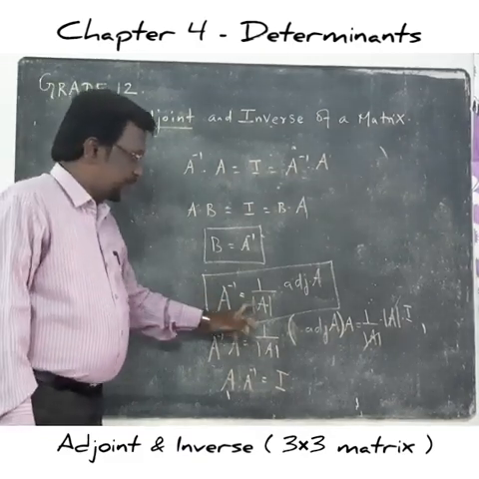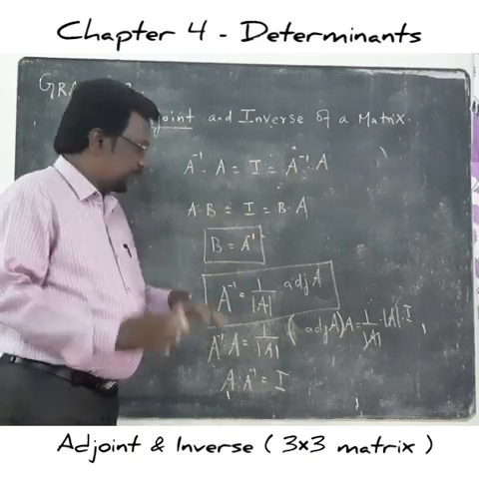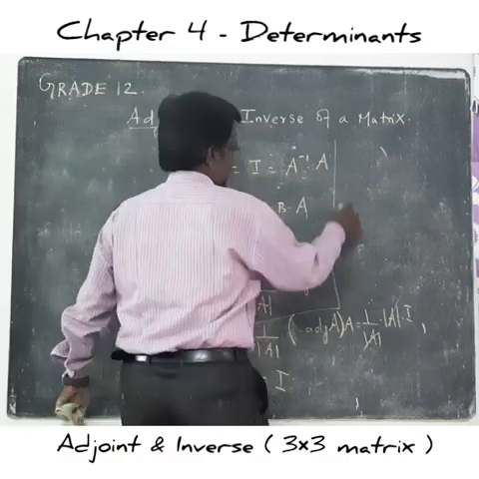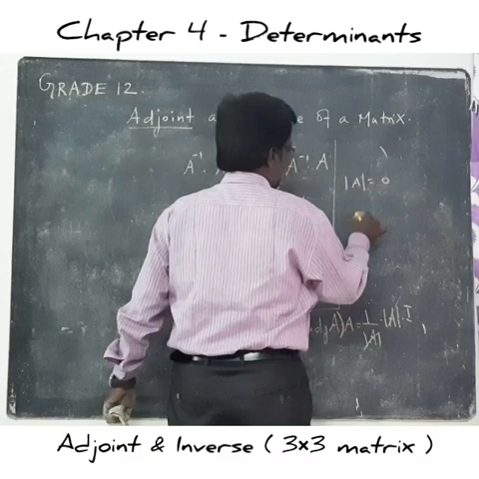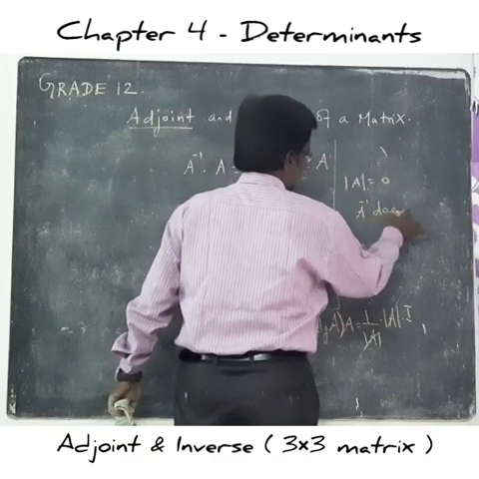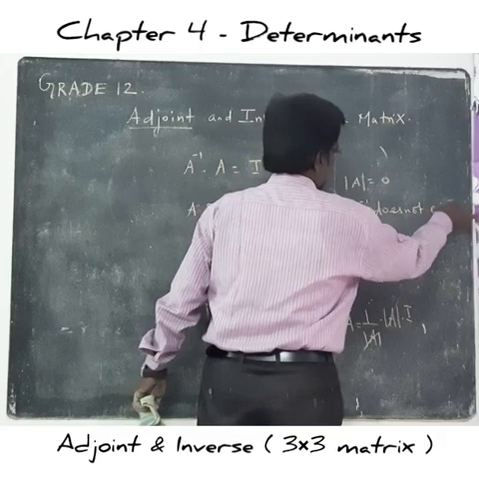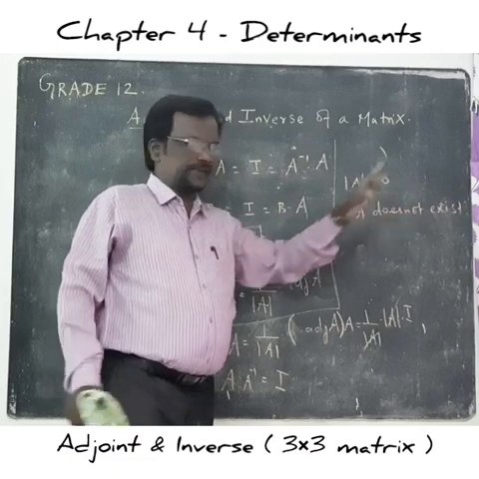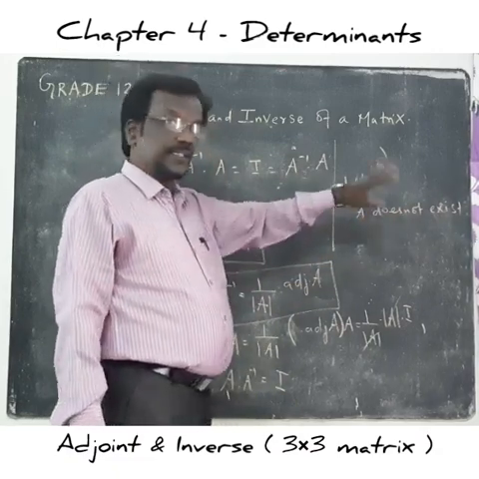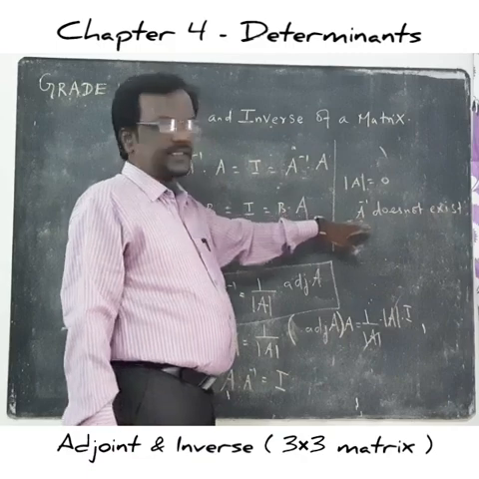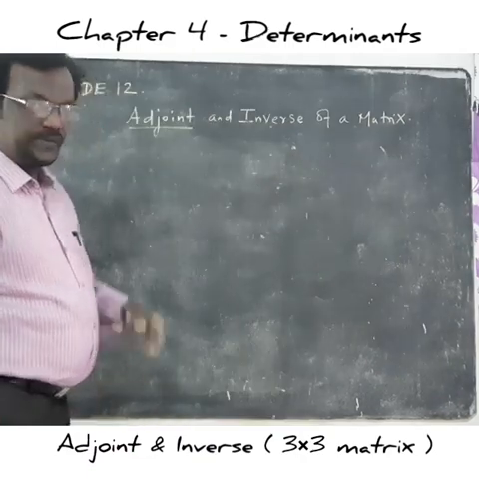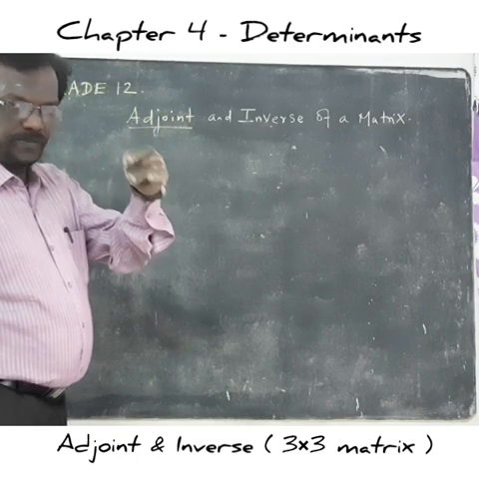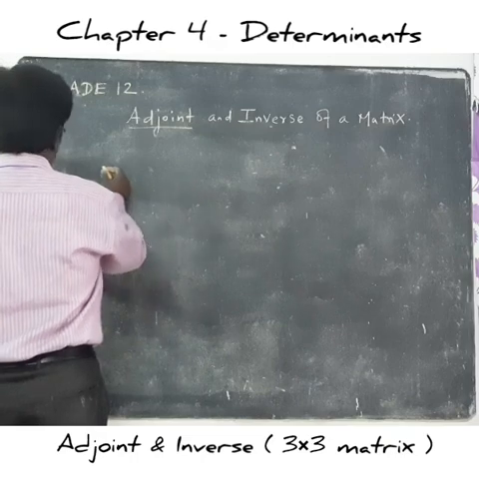Suppose the determinant value of A is equal to 0, at that time we cannot use this formula. A inverse does not exist. Okay? So if the determinant value of A is equal to 0, A inverse does not exist. At that time we can find the adjoint of A, no problem, but we cannot find A inverse. So when we find the inverse of a matrix, the determinant value of A should not be equal to 0.